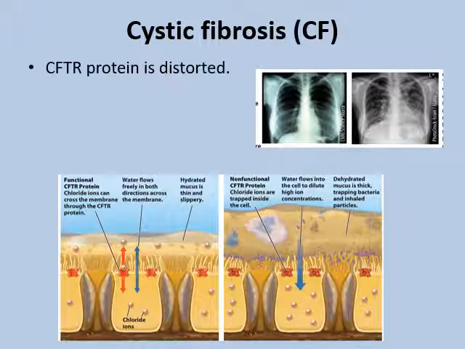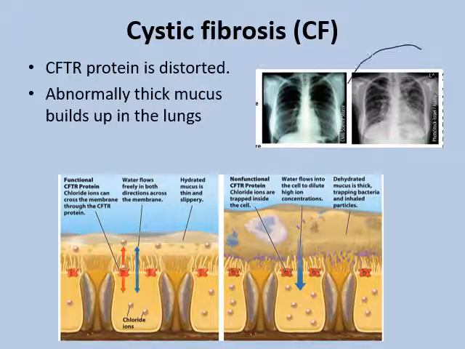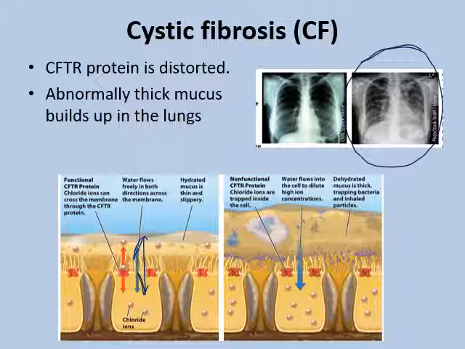So if that CFTR protein is distorted, then we get abnormally thick mucus buildup here. And like I said, if it has normal protein function, basically chloride ions can go in and out. Water can flow freely in both directions across the membrane so that your mucus is nice and hydrated, it's thin, it's slippery, just like we want it to be.